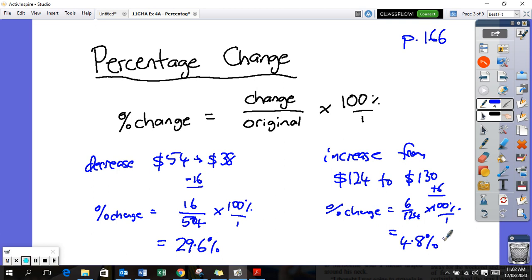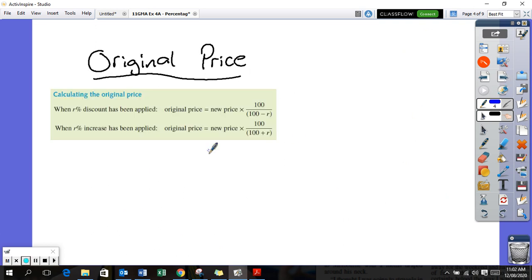Okay, so that's percent change. As I said, if you need to make notes or anything, just pause the video and go back and look at it any time. Okay, so if we want to calculate the original price of something, then we just divide by either the discount or the increase.